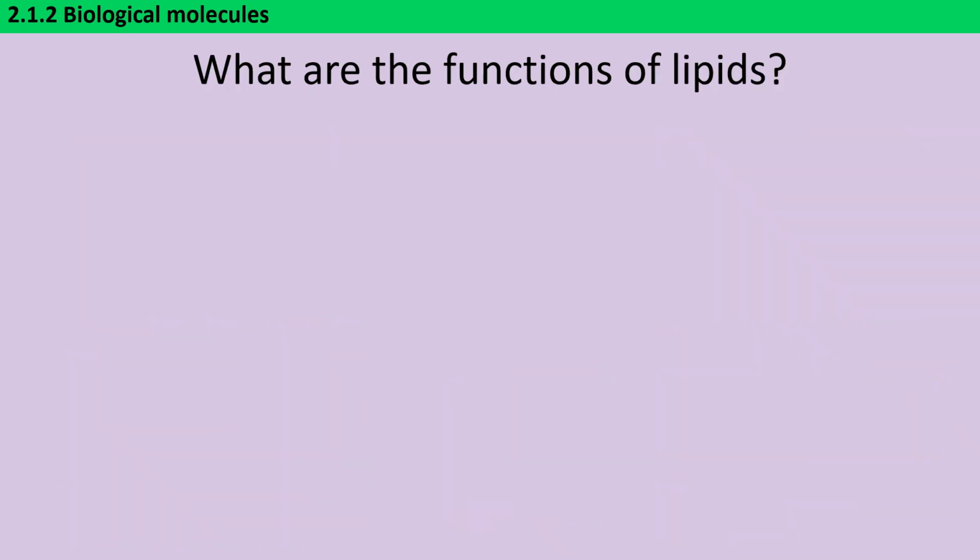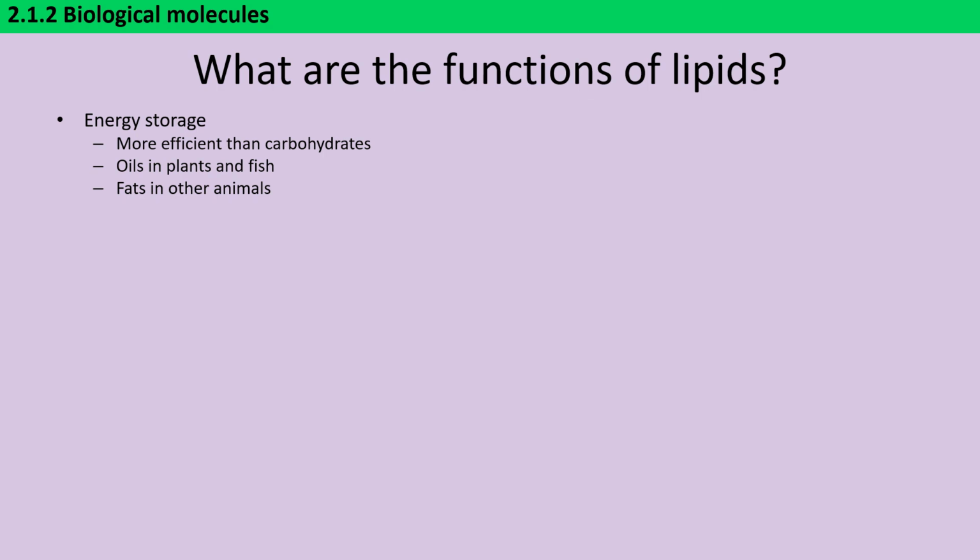Living organisms make use of lipids for a really wide variety of different functions, starting with energy storage. Lipids are a much more efficient store of energy than carbohydrates. If you took 100 grams of fat and 100 grams of sugar, the 100 grams of fat would have a lot more calories stored in it. Generally speaking, in plants and fish this tends to be in the form of oils, so liquid lipids at room temperature, whereas other animals tend to store these lipids as fats, so solids at room temperature.